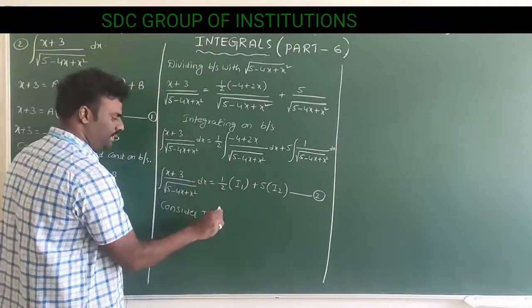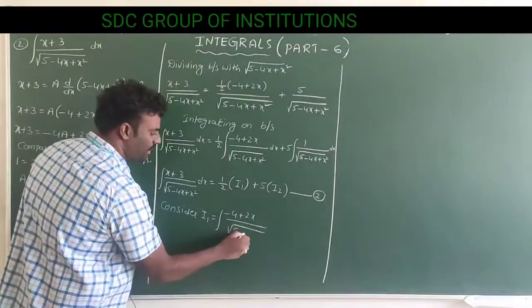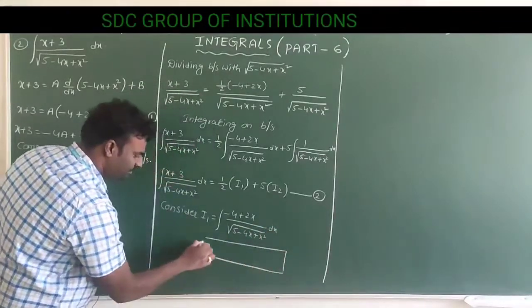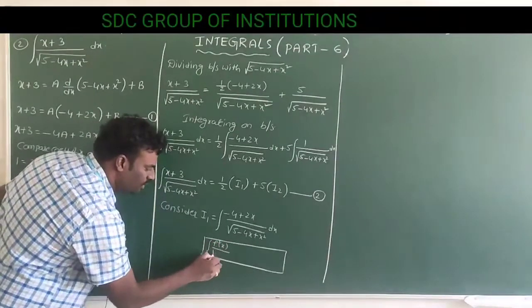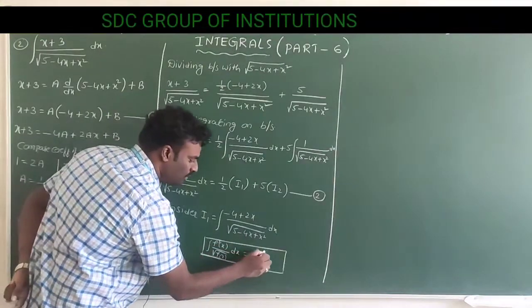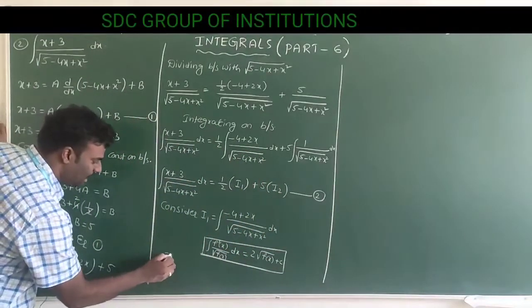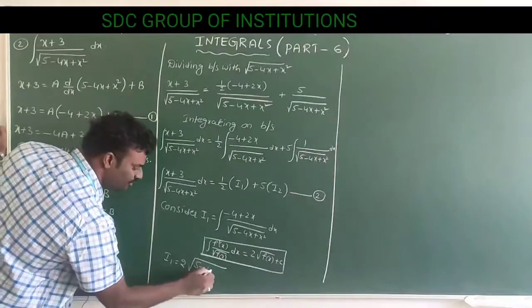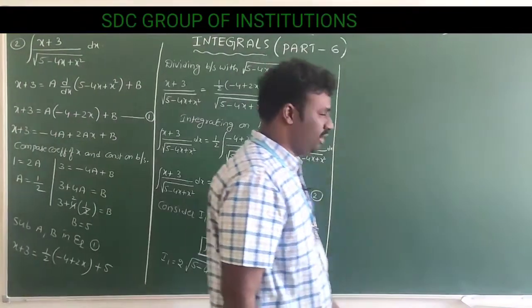I1 is nothing but this one: integral of (minus 4 plus 2x) by under root of 5 minus 4x plus x square dx. See, it is in the form of integral f dash x by root f of x. According to this formula, the answer is 2 root f of x plus c. That is, I1 is equal to 2 root of 5 minus 4x plus x square plus a constant, I am taking c1. I1 over.